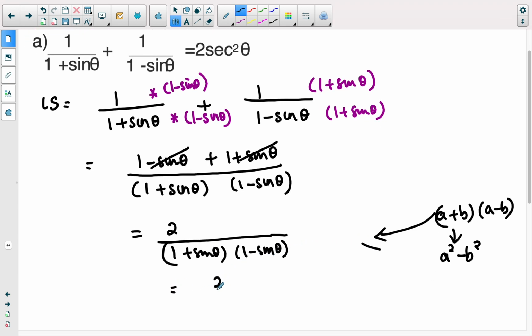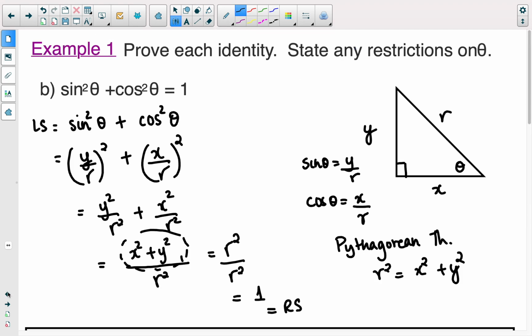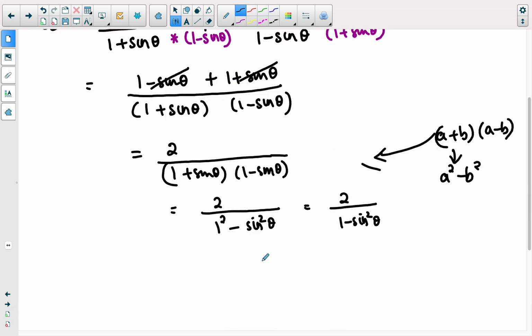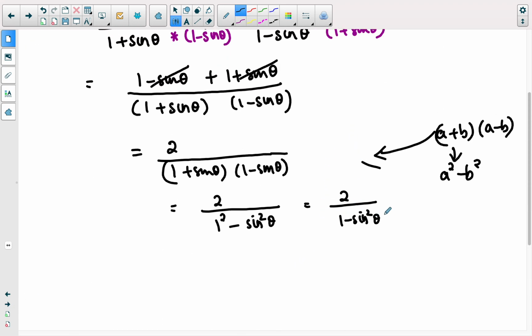I'm going to rewrite the denominator as 1 squared minus sine squared theta, or that is 1 minus sine squared theta. Now, we already saw this identity in the beginning, right? Sine squared theta plus cos squared theta equals 1, or sine squared theta is 1 minus cos squared theta, or cos squared theta is 1 minus sine squared theta. So that means in this case, 1 minus sine squared theta can be rewritten as cos squared theta.